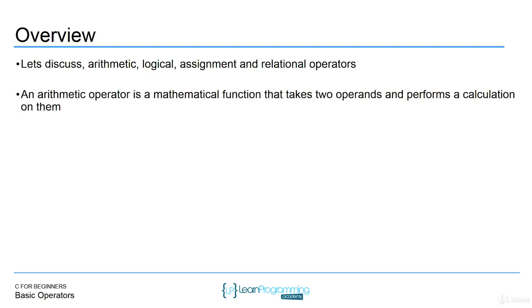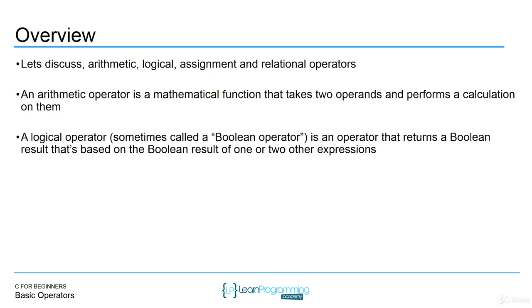So an arithmetic operator is probably the most common sense one, the one that you're probably most familiar with. It's a mathematical function. It takes 2 operands and performs a calculation on them. It's infix, so the operator is in between the operands. A logical operator, sometimes called a Boolean operator, is an operator that returns a Boolean result, a true or false value. That's what a Boolean is. So it's really just a conditional operator. It's based on the Boolean result of one or two other expressions.